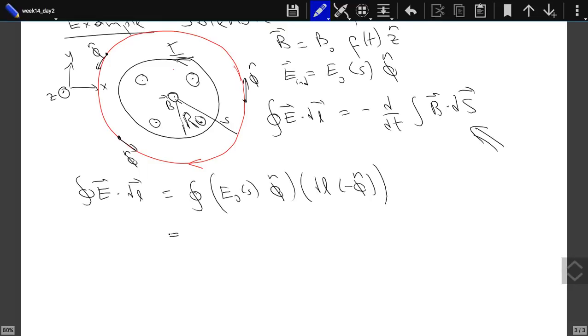So let's see. Well, E0S is constant around my loop. I can take that out. Phi hat dot phi hat is 1. What remains is the circumference. Well, just like in the previous case, we end up having E0S times 2 pi S. But of course, now we have a minus sign. Well, in the previous case, we didn't have a minus sign. Now we have a minus sign because we changed the sense of our loop. It's like changing the limits of integration, the upper limit and the lower limit. It introduces a minus sign. So this is our minus sign over here.